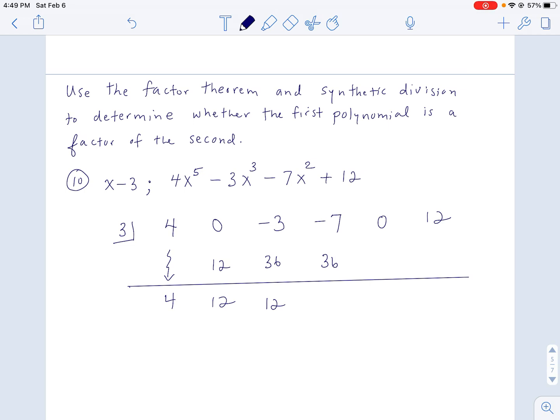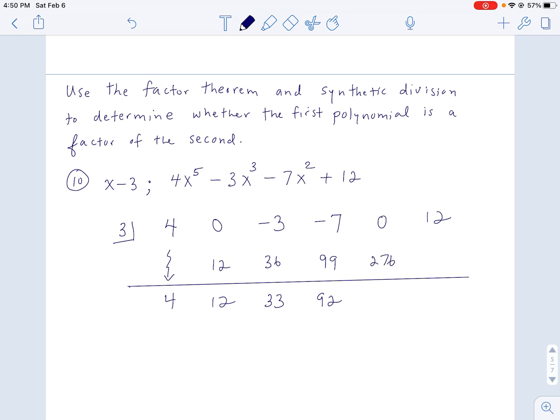I'm sorry. I totally screwed up. Let me back up the bus here. The column before was negative 3 plus 36. That gives 33. And that 33, when it gets multiplied by 3, gives 99. So the fourth column has a negative 7 and a 99. When I add that up, I get 92. 92 gets multiplied now by 3. 3 times 92 is, I think, 276.